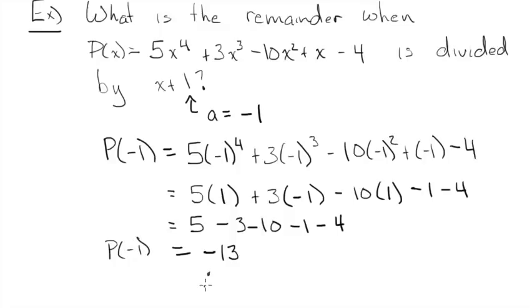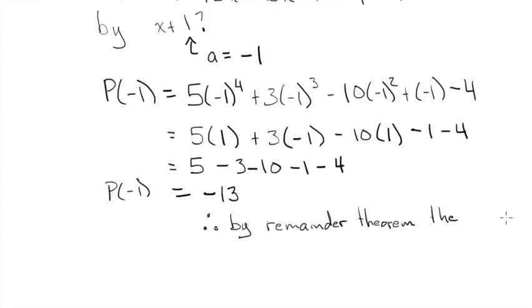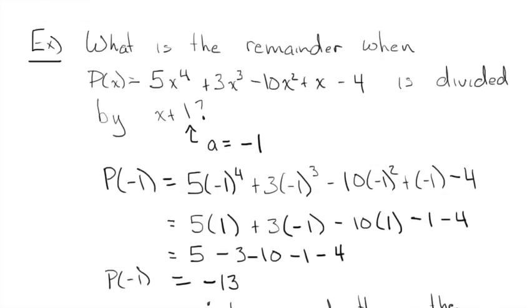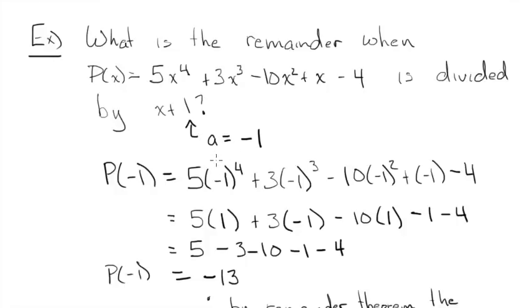So therefore, by the remainder theorem, the remainder will be negative 13. So hopefully you can see that this is a much quicker way of actually finding the remainder, right? Evaluating a function at negative 1 is a lot easier than performing long division. So one thing the remainder theorem is going to do is help us find these remainders much quicker, and you'll see in the next video when we talk about something called the factor theorem how this is going to help us when factoring polynomials.